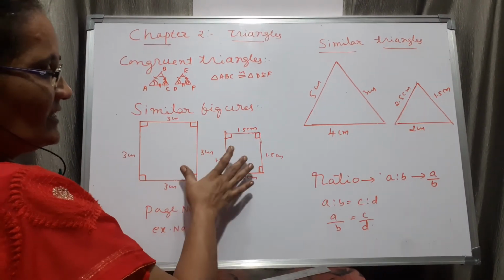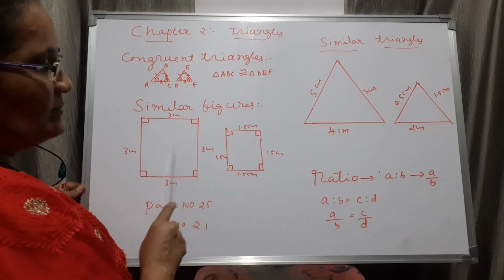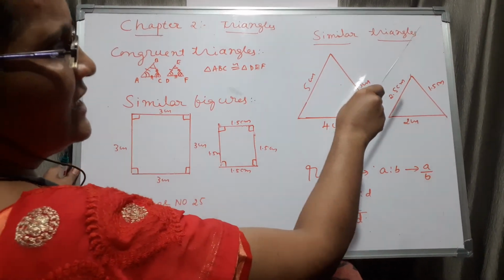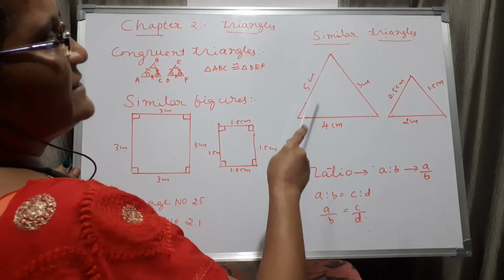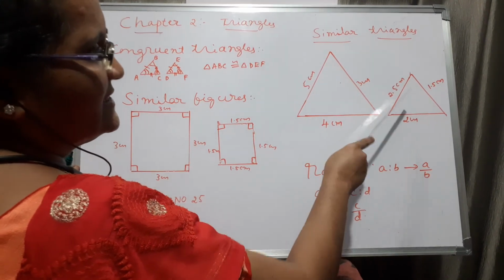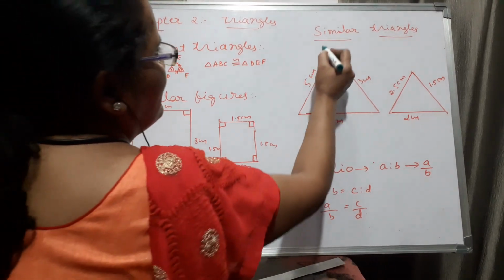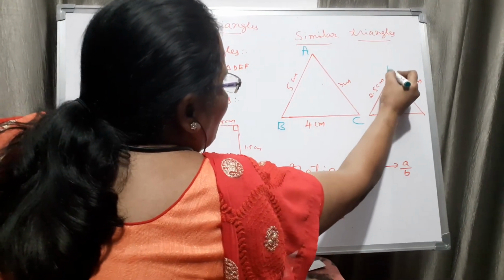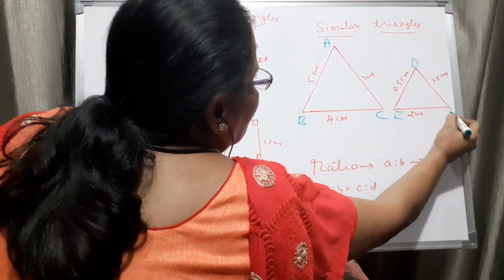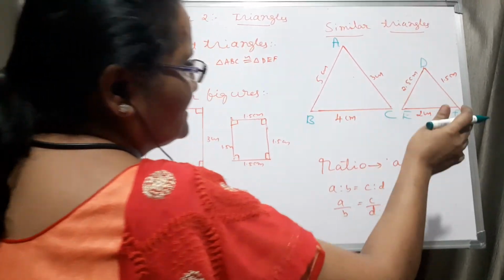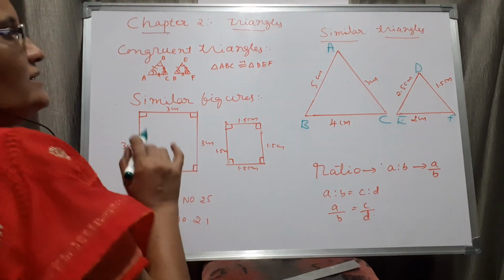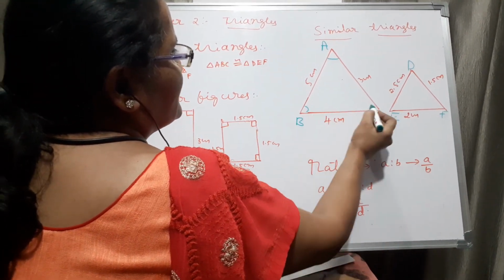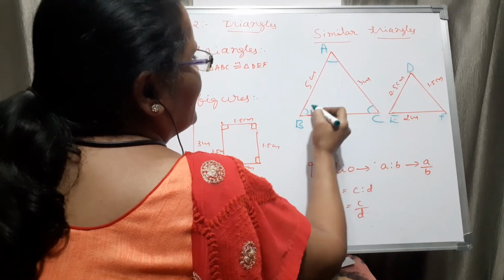Now, similar squares, these two are called similar squares. Now I'll say the meaning of similar triangles. See, this is one triangle, this is another triangle. We will give the names: ABC is one triangle, DEF is another triangle. See here, there is a difference in size. Now, here these two are there. Here three angles are there.